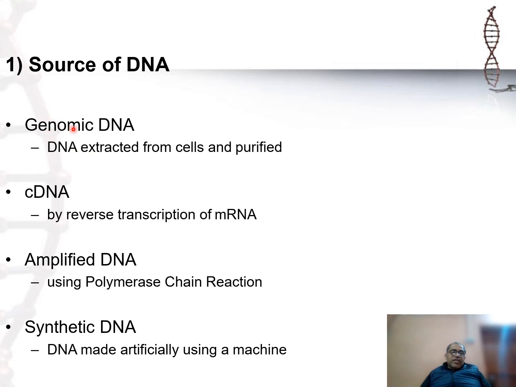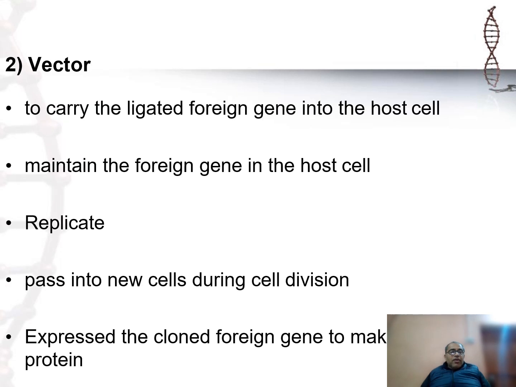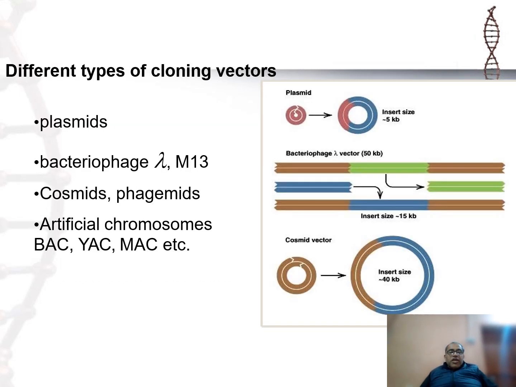So the source of DNA, as we said, could be genomic DNA, cDNA, amplified DNA, or synthetic DNA. Then vectors, in which we can ligate the foreign DNA or foreign gene, carry it into a particular bacterial host, maintain the foreign DNA in the host cell, replicate it, and pass it to the next cell during cell division.